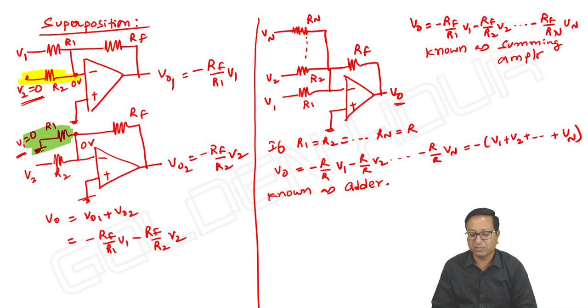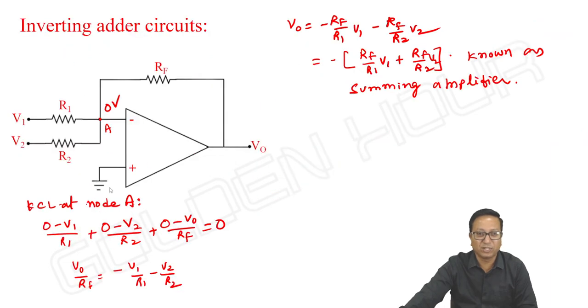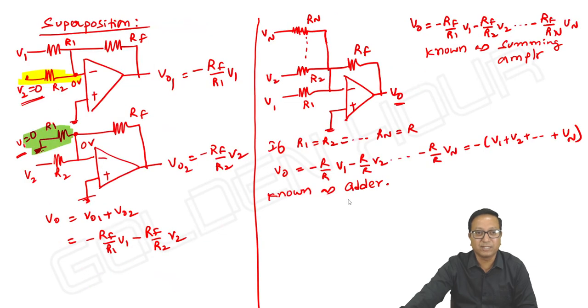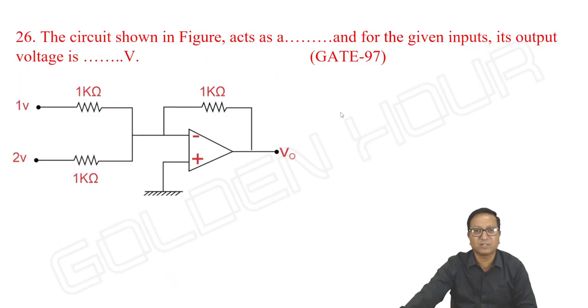Like this we can take. I am not writing the circuit with all equal resistors, how it appears, you know. It may be 2 inputs or 3 inputs or n inputs, doesn't matter. Okay, next with non-inverting. Just this is one simple question asked in previous papers.